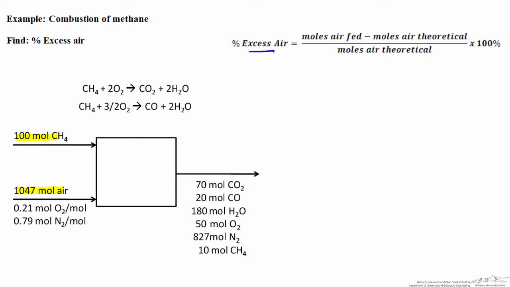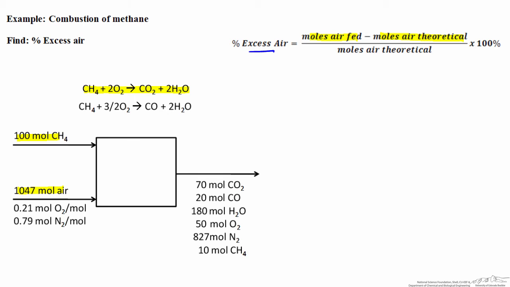In this case, we know that there's 1,047 moles of air going into the reactor, which represents the moles of air that's fed. If we want to find the theoretical moles of air that's required, we need to look at only the complete combustion reaction. Partial combustion does not go into the consideration of the oxygen requirement when we're calculating percent excess air. We are only looking at the primary complete combustion reaction.